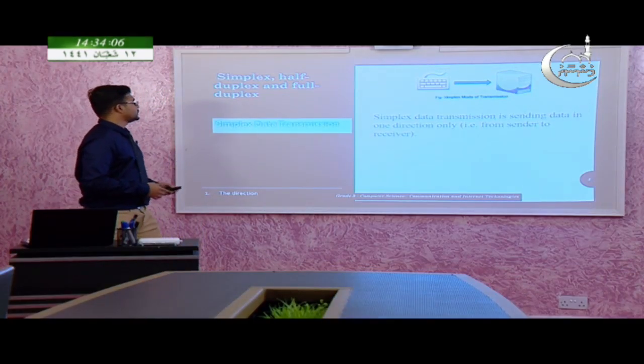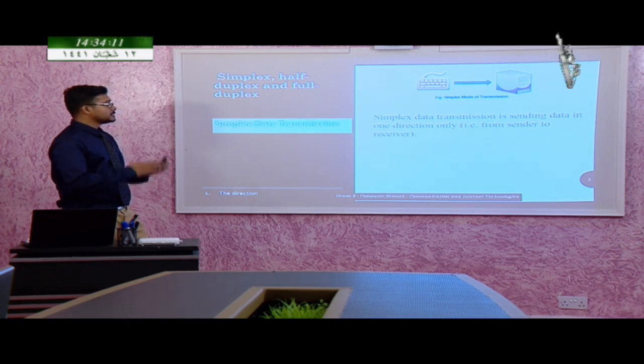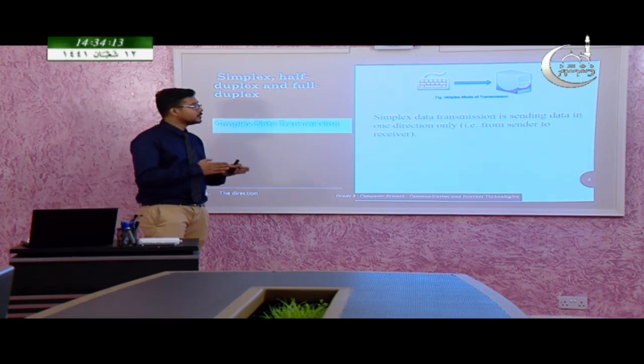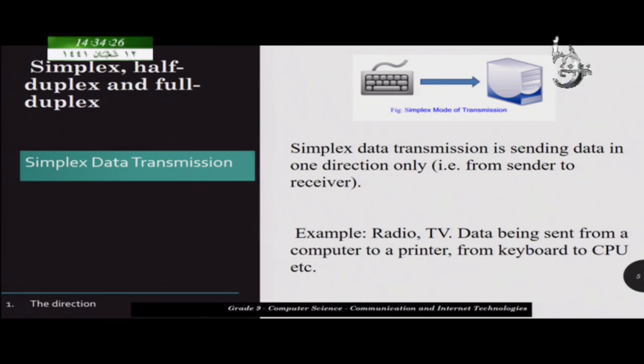So let's go with the first one, which is simplex data transmission. This is the data transmission in which we send data from the sender to the receiver only. We can send the data only in one direction. We can't send it back. A classic example is a radio broadcast. You can't talk back to the radio. You can talk, but the radio won't listen, right? The same way, radio is simplex.